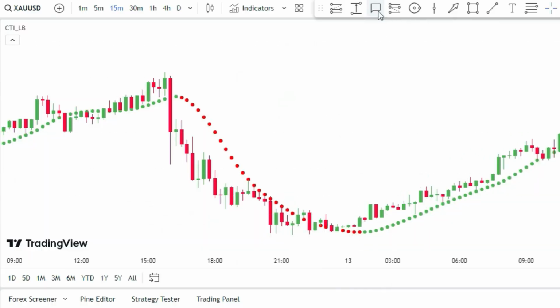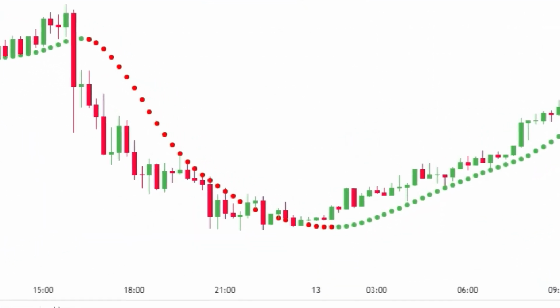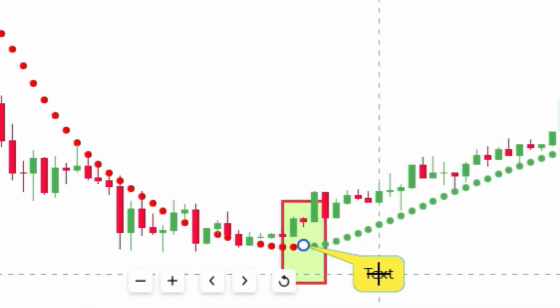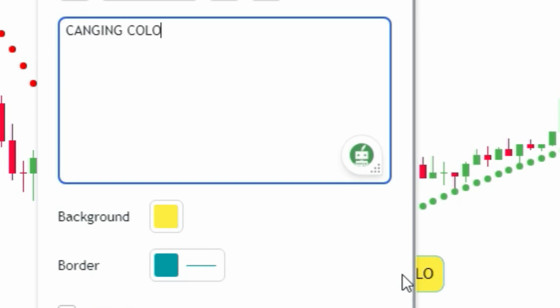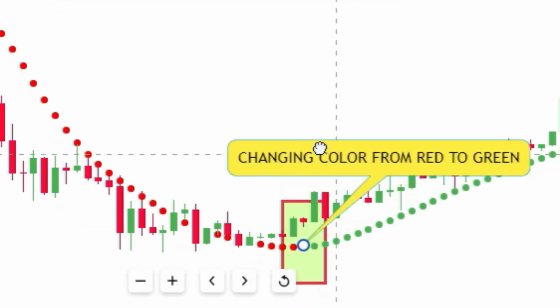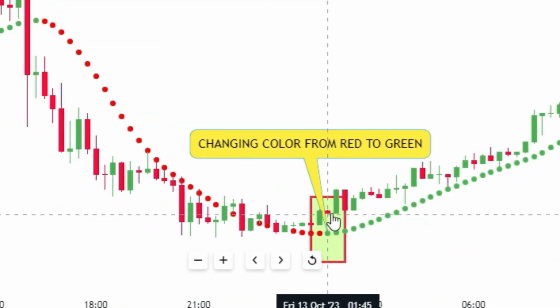In this approach, think of green dots as cheerleaders for a rising market. So if you're looking to make a long trade, keep an eye out for the red dots. The moment you spot the first green dot on the chart, consider it your green light to enter a long trade.